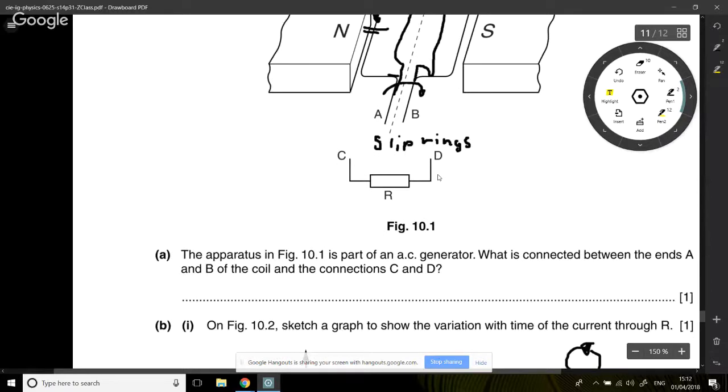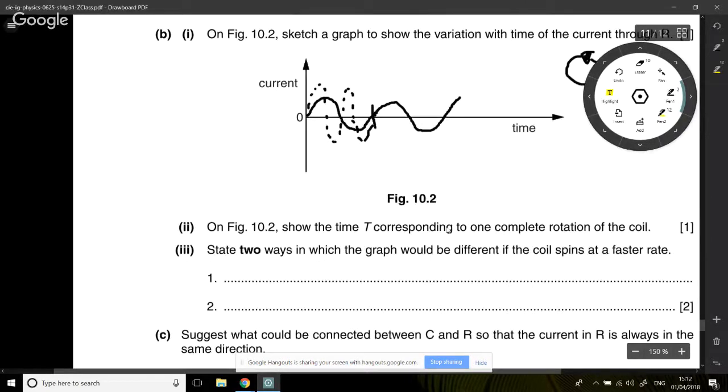And then it just asks you how it would change if it spun faster. So I've drawn it in dots here. It's not a very pretty drawing, but basically the frequency would increase. In other words, the wavelength would decrease. And the amplitude would increase because it's moving faster. There's more energy going in, so the amplitude would go up.